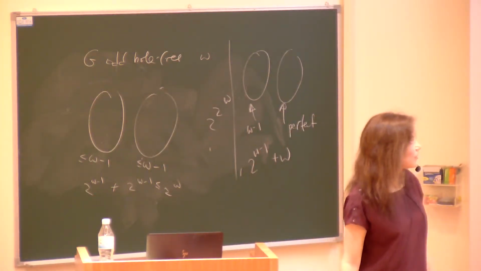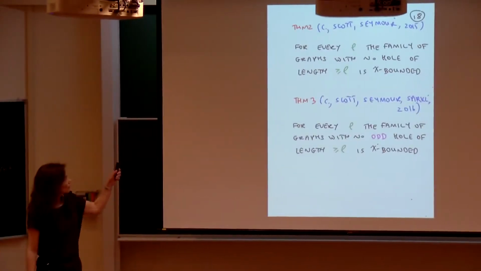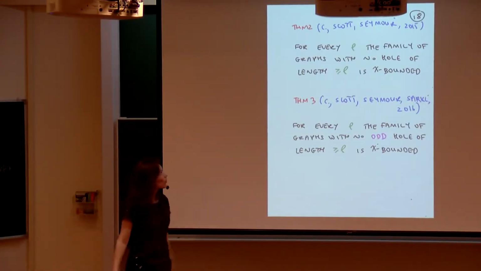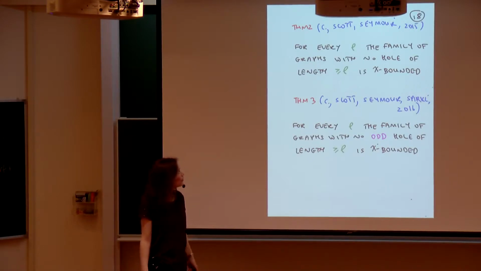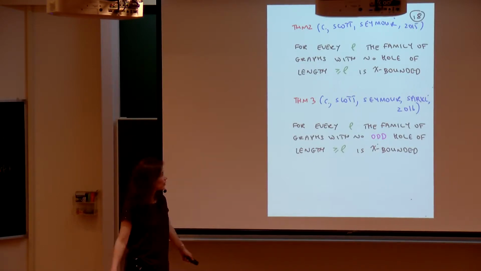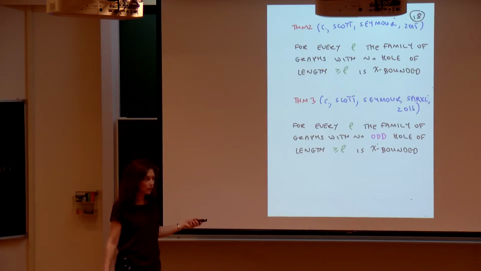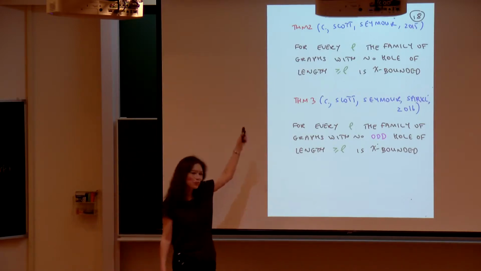Okay, so now the second conjecture, that's Alex Scott, Paul Seymour, and me, is that if you exclude long holes, then the chromatic number is bounded, bounded as a function of the clique number. And then the third theorem is the strongest one, we exclude long odd holes. There are similarities between all three proofs, but these two proofs are really quite similar.